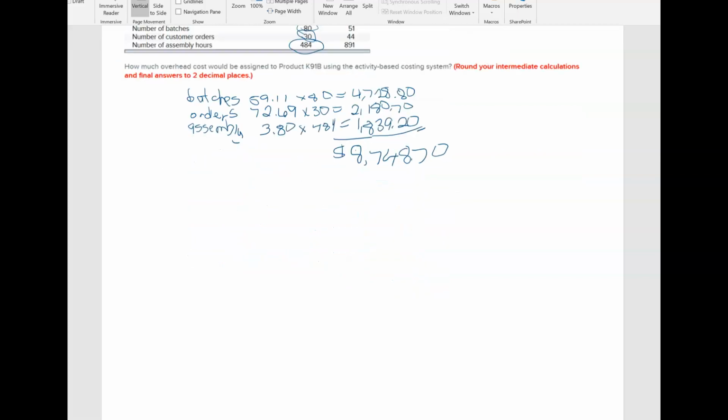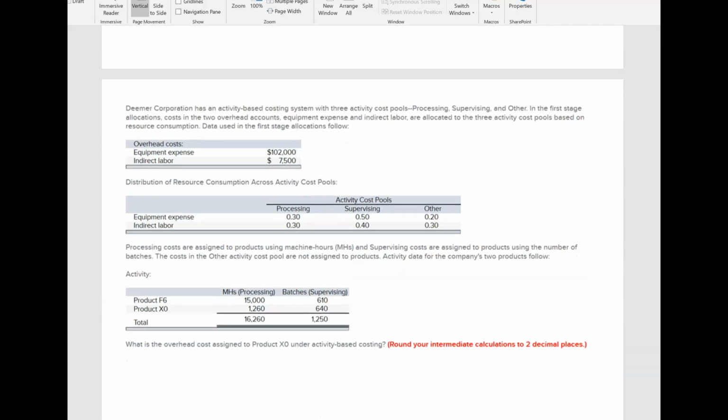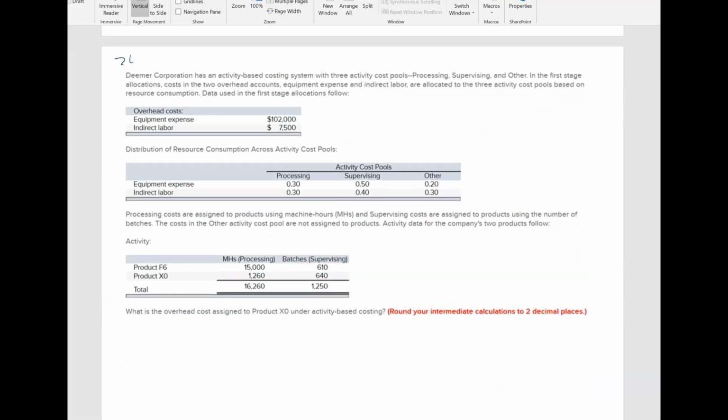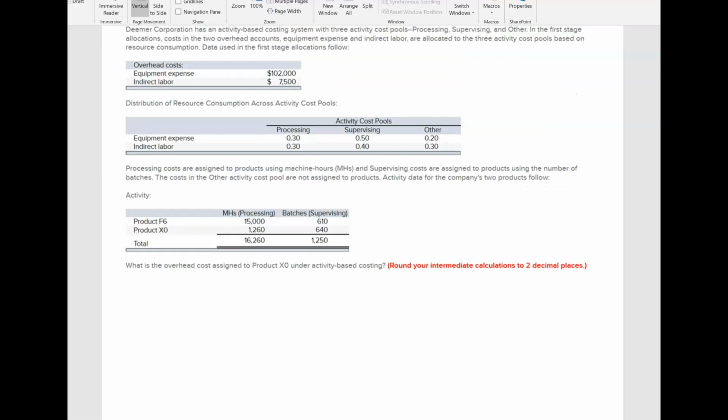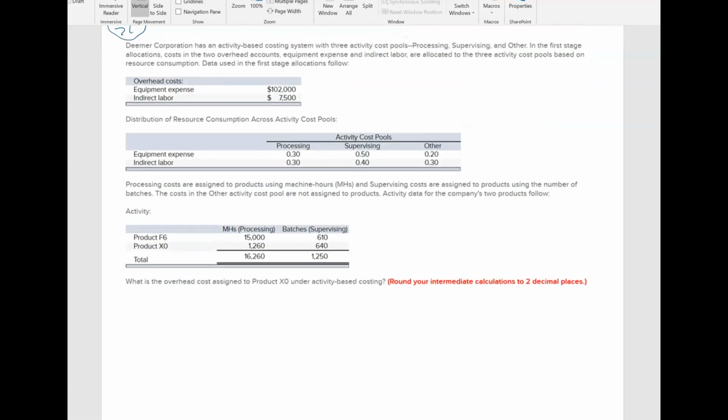And on to our last one, which is also Chapter 7. This is number 21. What is the overhead cost? Okay. So first, we're going to add these two together. This is 1095. Okay, so remember that. That's the two because under processing, they're both 30%. We're calculating this under processing and supervising here.